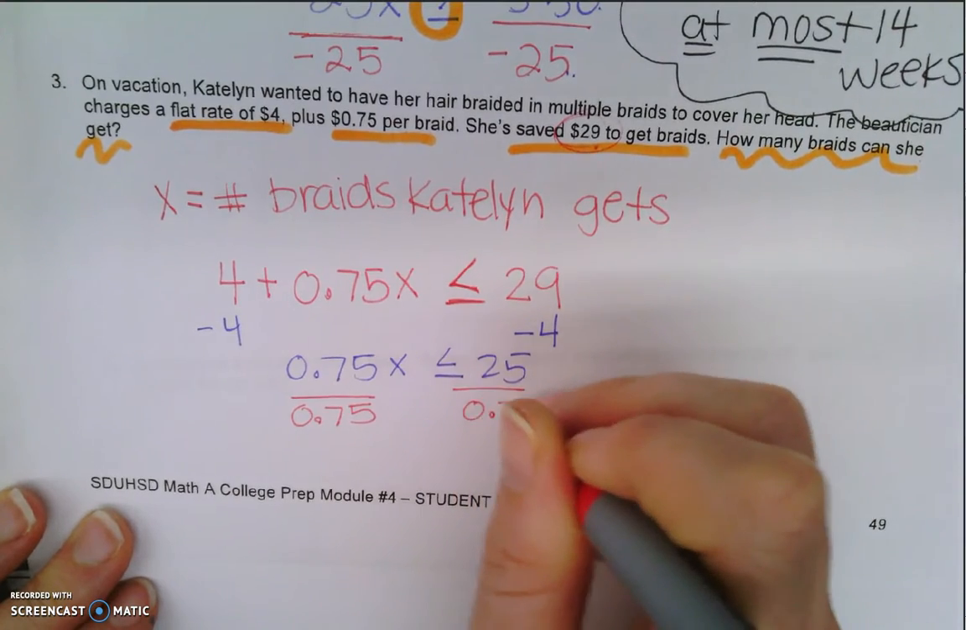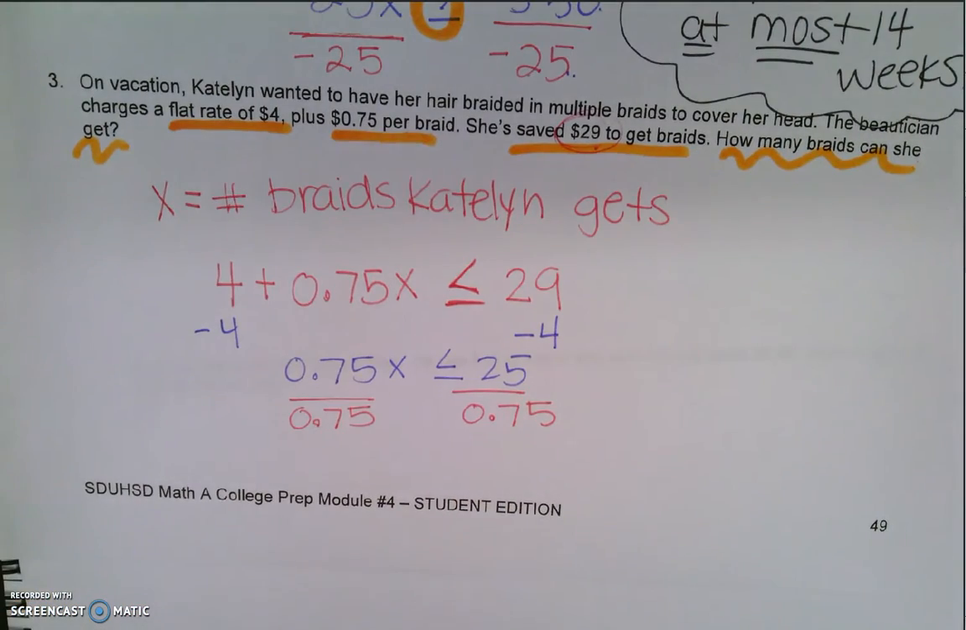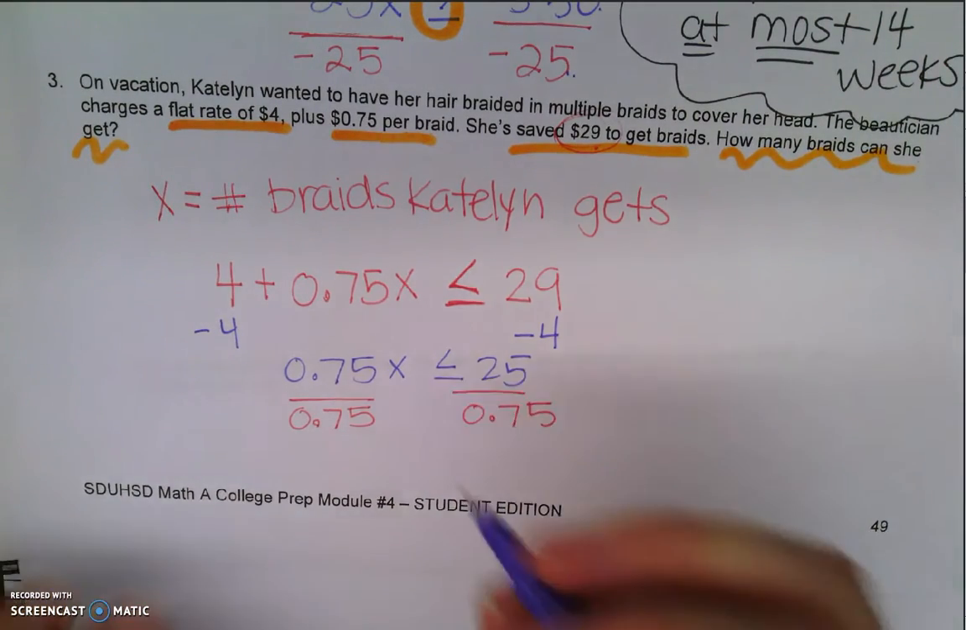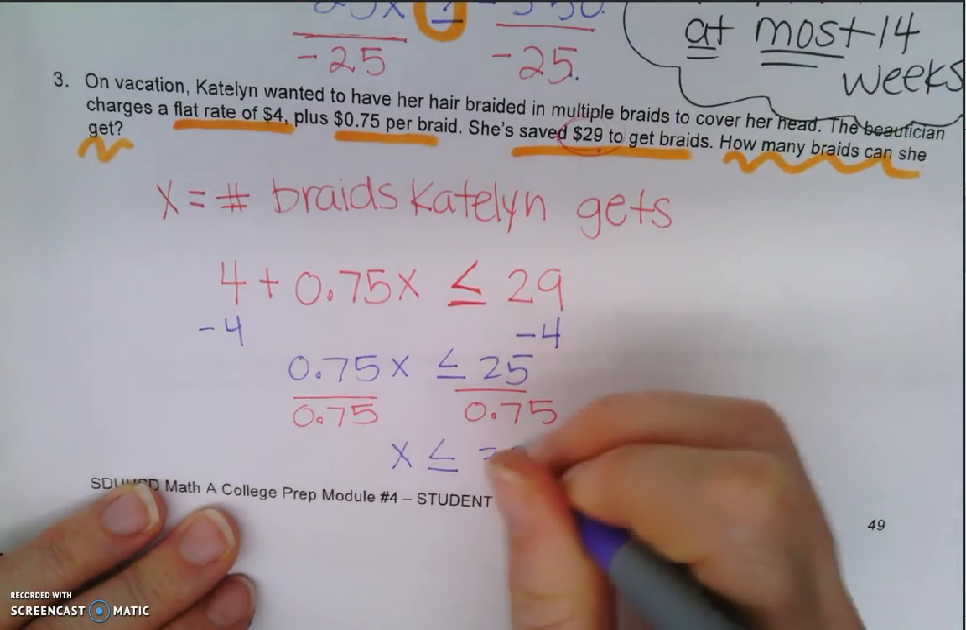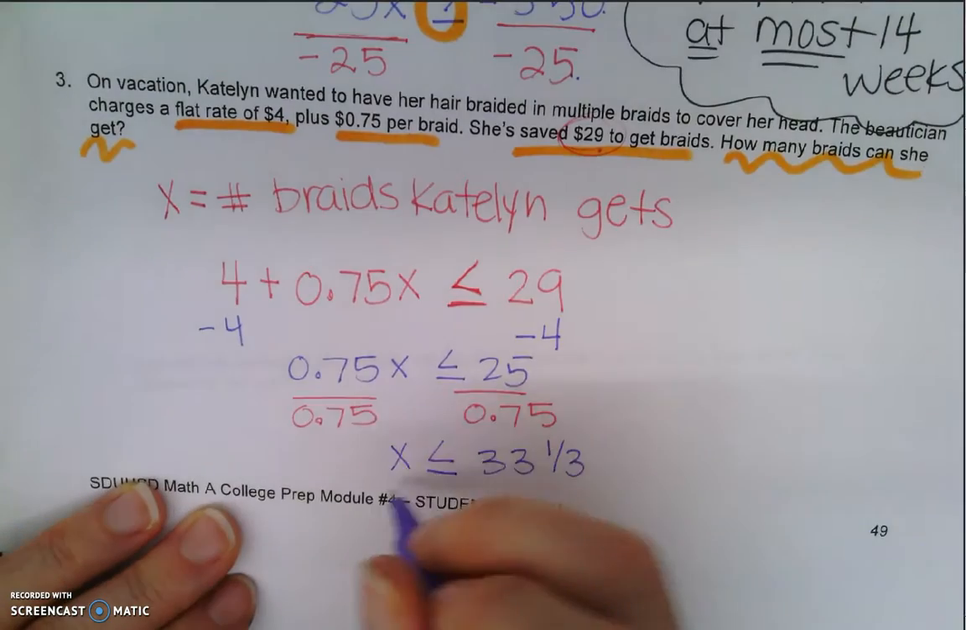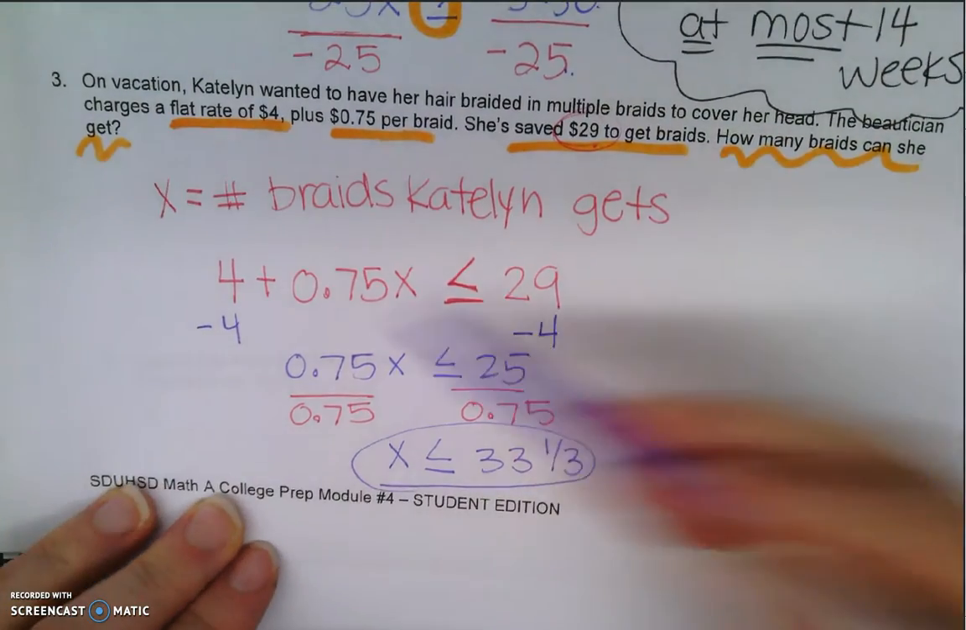Good job. Now we're going to divide both sides by 0.75. Go ahead, use your calculator for that. When you do that, you end up with x being less than or equal to 33 1/3. Okay, so how many braids can she get?